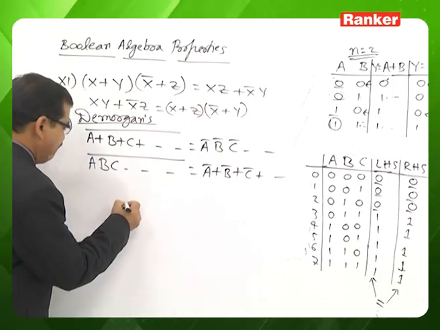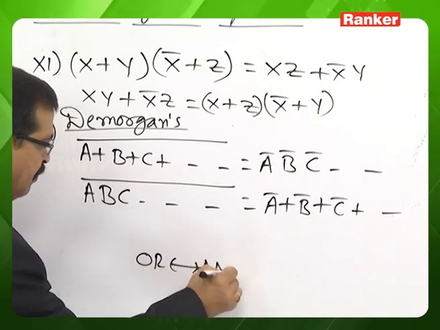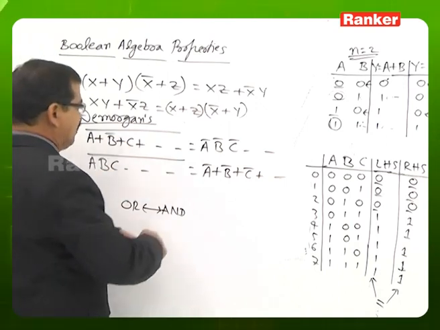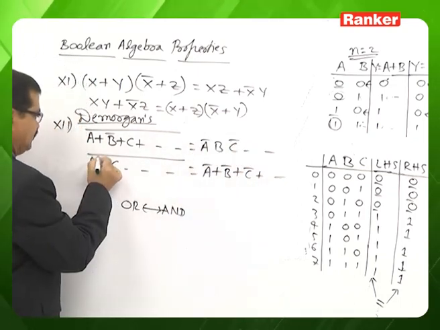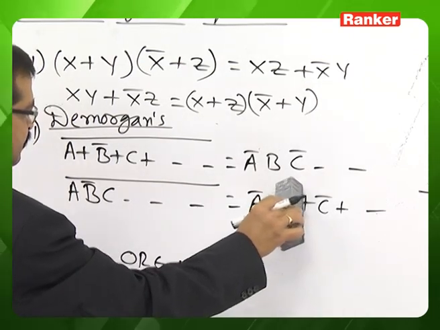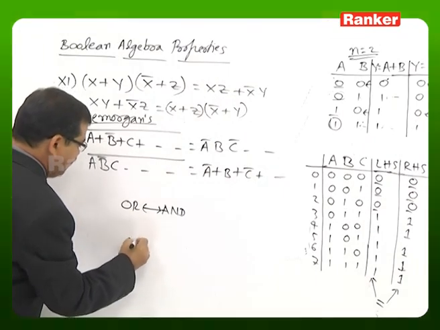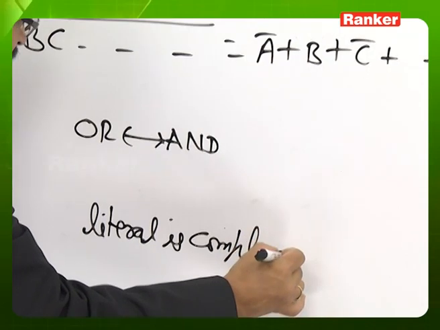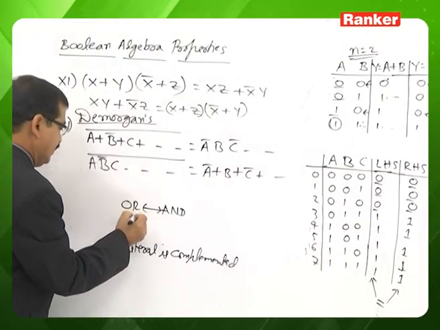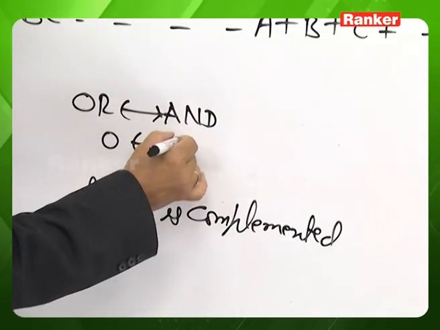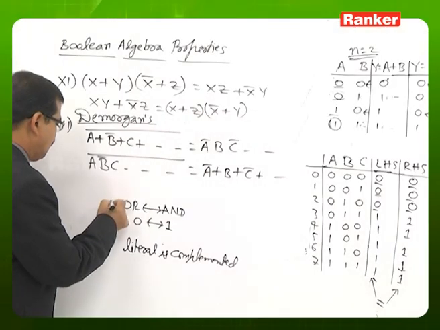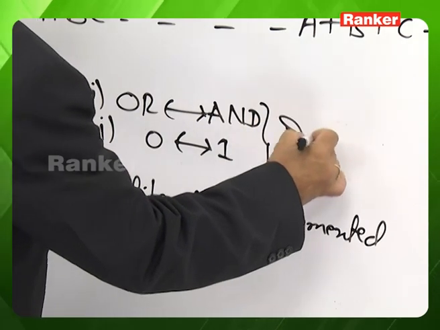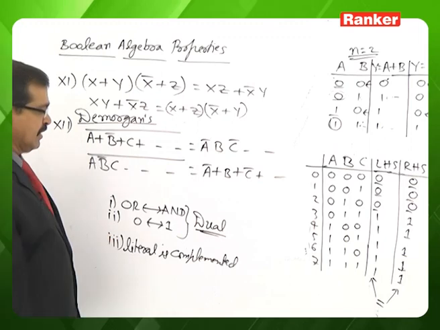In this De Morgan's property, we also see interchanging of OR and AND operations, which is similar to the dual property. Also, if B has a complement, then while writing the De Morgan's property, the result is B without complement. So every literal is complemented. Based on this, we also have interchanging of 0 and 1. So these are the three changes we see in De Morgan's property, whereas in the dual property we see only two changes. This is the difference between the dual and De Morgan's property.